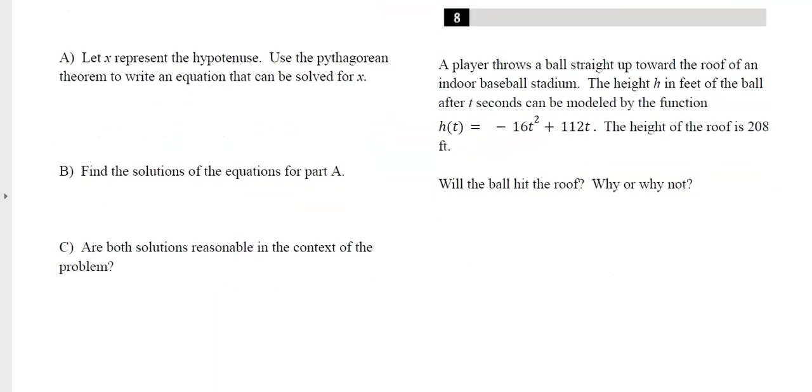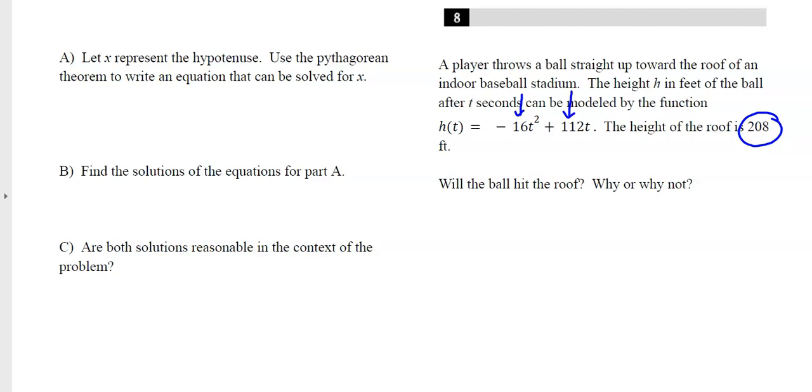All right, number 8. A player throws a ball straight up towards the roof of an indoor baseball stadium. The height after t seconds. The height of the roof is 208. Will the ball hit the roof? Why or why not? So I got gravity. So let's kind of go in here and just see what's going on. So I have gravity right there. I have the initial velocity right there. This equation, I want to know, is it ever going to get to 208? Like, is it ever going to cross that line there? Couple different things I could do. I'm going to show you a little bit different way to do this one.